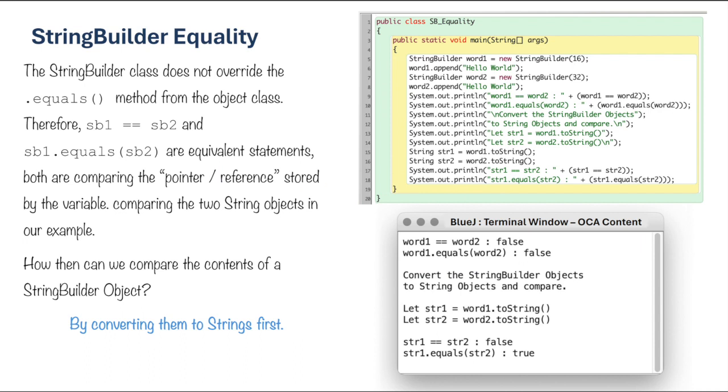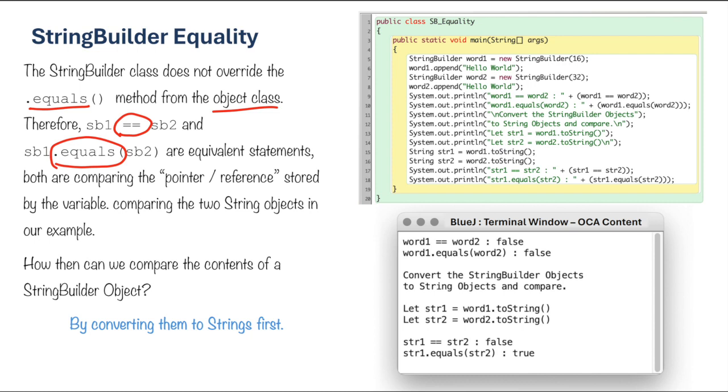So now we want to discuss equality statements with StringBuilder objects. The StringBuilder class does not override the .equals method from the Object class, and therefore, if we were to compare two StringBuilder objects with a double equal sign or with the .equals method, they would be equivalent. They do the same thing. They compare pointers or references and nothing more. They do not compare the content of the strings.